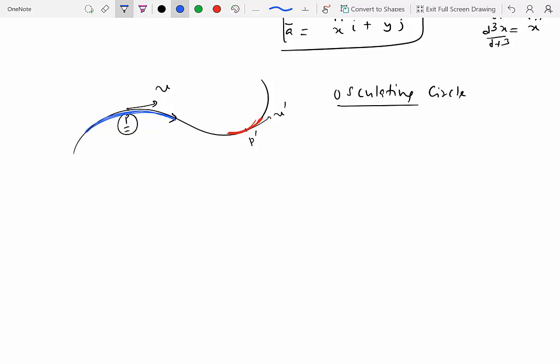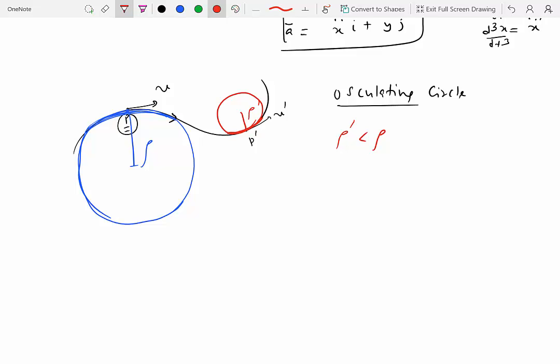So at point P, you have a circle that you can fit that will essentially be kissing or hugging this path at point P and be tangent locally at point P. Okay, and the radius of this, let's say, is given as rho, right? So that's the radius of curvature over here. But at point P prime, the circle that you will fit would be much smaller, and its radius of curvature is, let's say, rho prime, and clearly rho prime is smaller than rho, right?